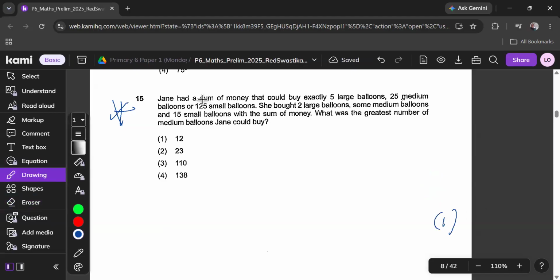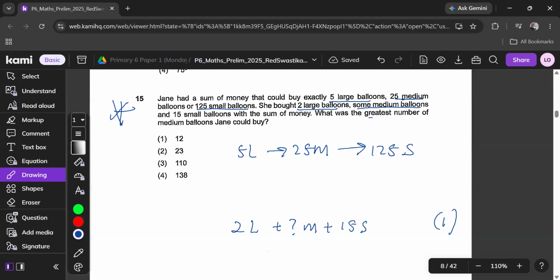So take note. Okay, Jane had a sum of money that can buy exactly 5 large or 25 medium or 125 small. So this question is under rates, which means that 5 large is the same as 25 medium and is also the same as 125 small. Okay, so rates. She bought 2 large balloons, some medium, and 15 small balloons. So what's the greatest number of medium balloons that Jane could buy?